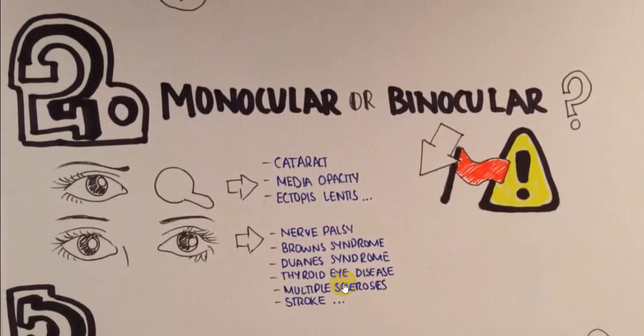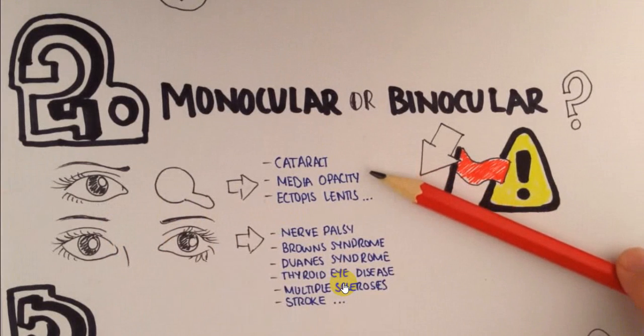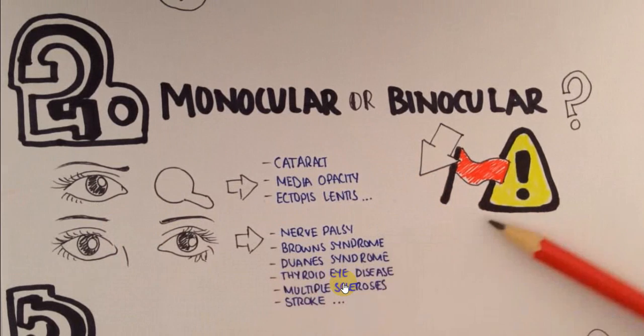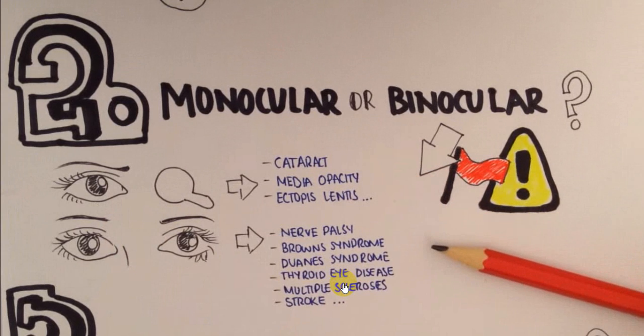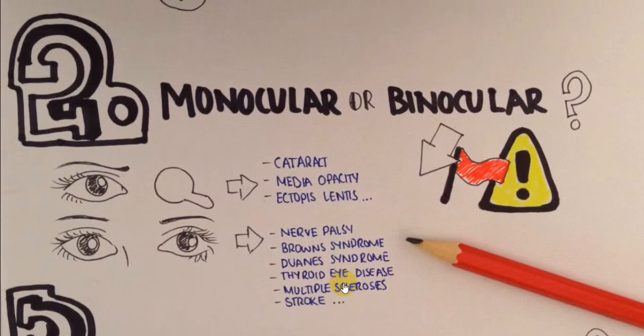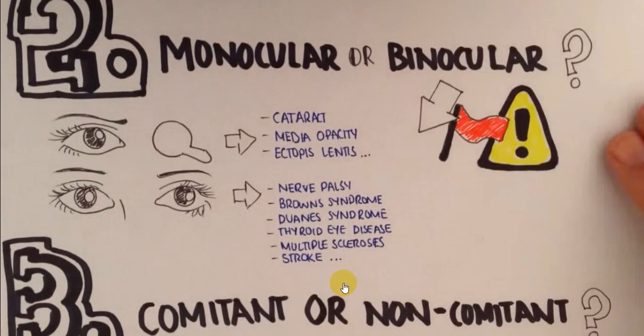I already mentioned this. Monocular can be cataract, corneal opacities. If they're still getting double vision, then this is ectopia lentis. Monocular diplopia can be caused by things such as cataract, media opacity, or even a dislocated lens, ectopia lentis. Or is this a binocular cause of diplopia? This is a little bit more serious. So in this case, the binocular cause is our red flag. Binocular will be a red flag because it is because of nerve palsy or Brown syndrome or Duane syndrome, thyroid ophthalmopathy, multiple sclerosis or stroke, etc.